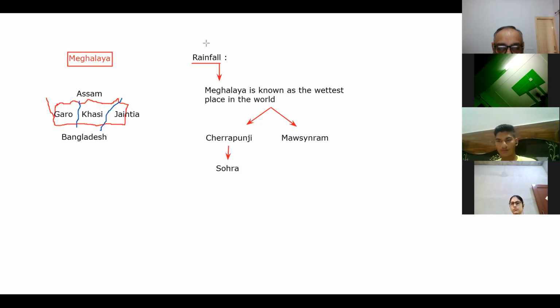If there is Sohra, don't think that it is something else and mark none of these. Sohra means Cherrapunji, it is its other name. Basically, why did the name Sohra come about? Because there is a very unique characteristic of Meghalaya state.